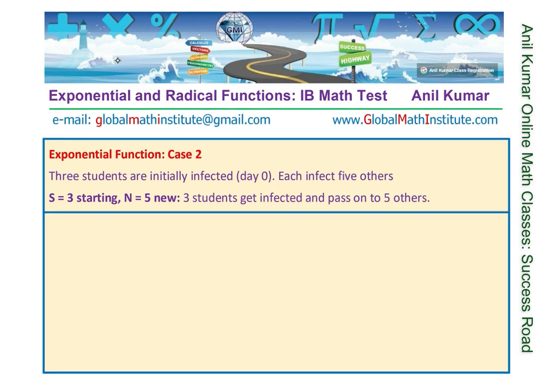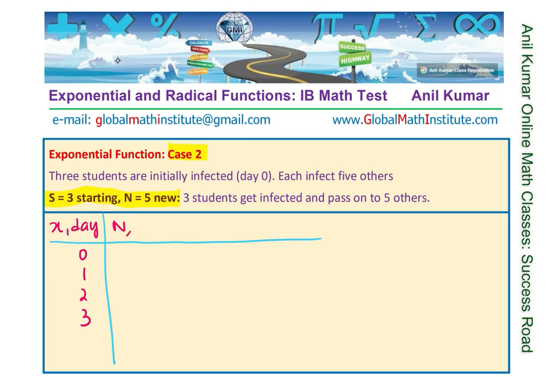So in numbers, right? Now let us take case 2, in which we start with 3 and 5 new are infected. To work this out, we'll follow the same procedure. Let's make a table and see what happens each day. Let x be the number of days, starting with 0, 1, 2, 3, and so on, and n is the number of infected people.